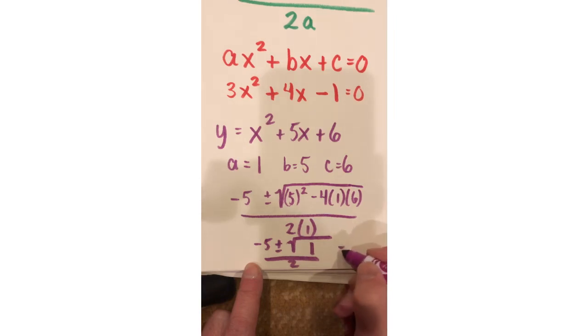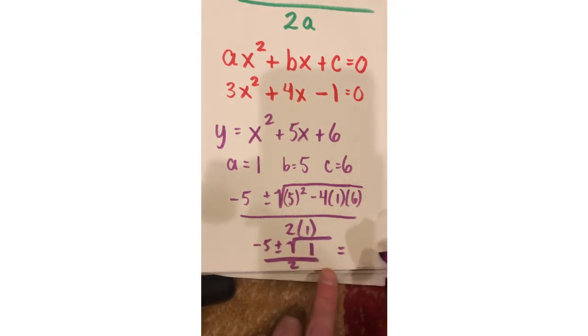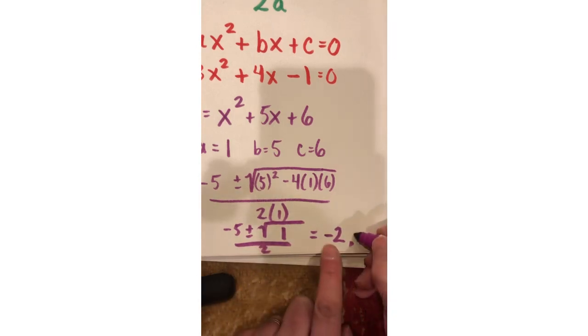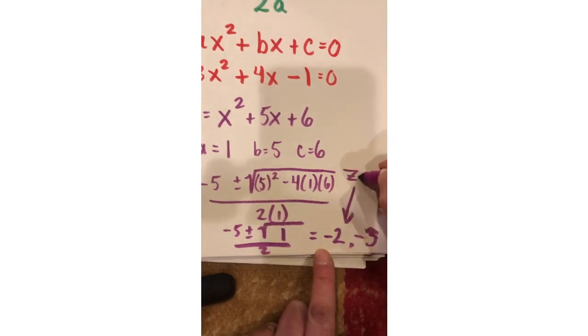So now we've got two possible answers here. I've got negative 5 plus the square root of 1. Square root of 1 is just 1. So negative 5 plus 1 is going to give me negative 4. Divided by 2 is going to give me negative 2. My second answer is going to be negative 5 minus 1, which is negative 6, divided by 2, which is negative 3. That's a crazy looking 3. But those are my two zeros.